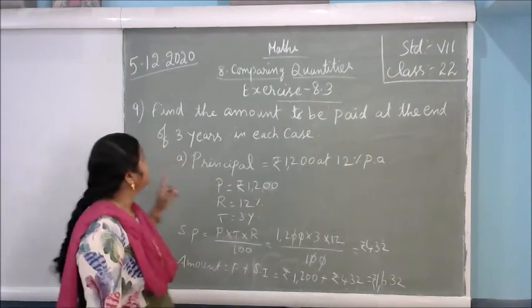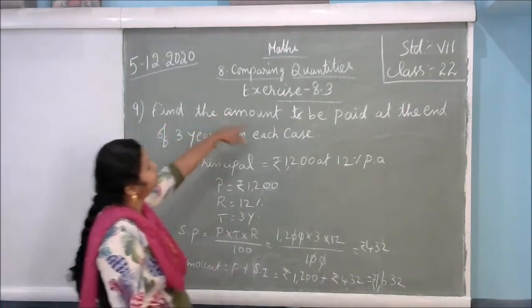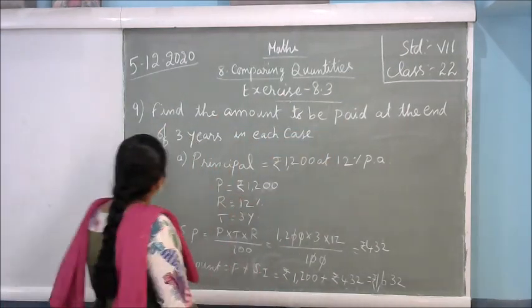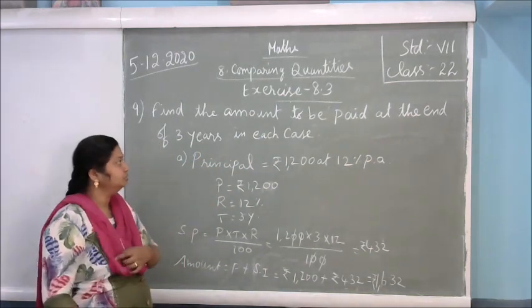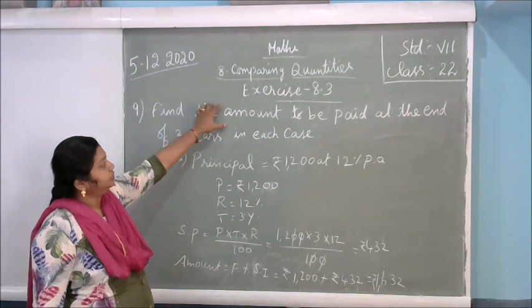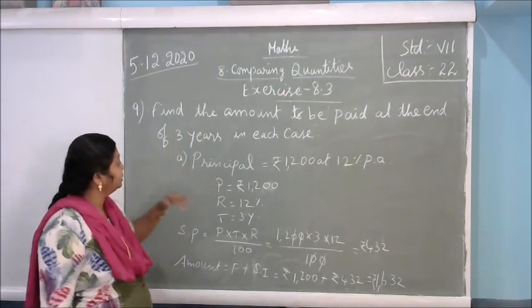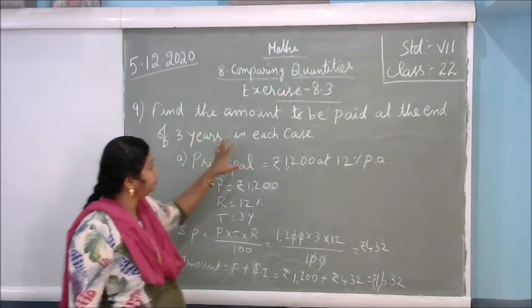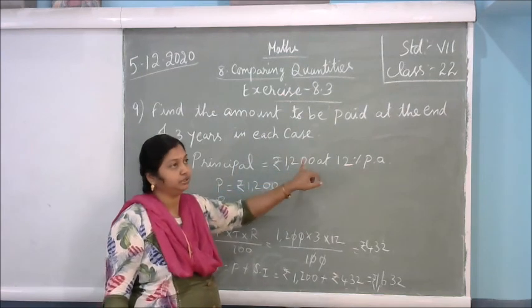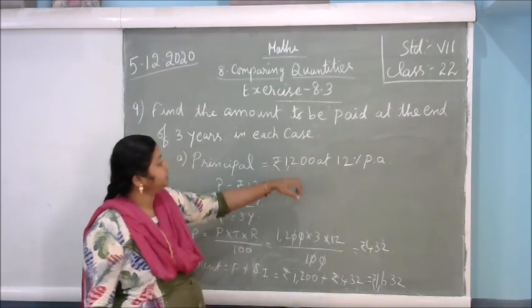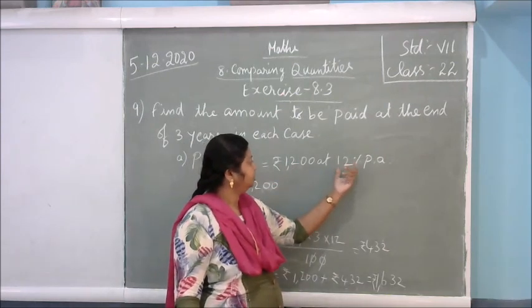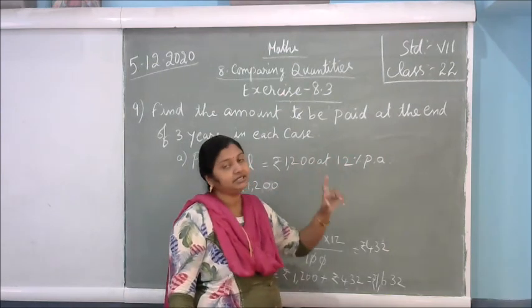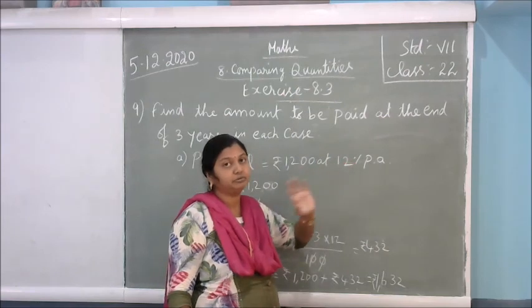The ninth sum is, find the amount to be paid at the end of 3 years in each case. You have to find out the amount. He borrowed some money from the bank. What is that money? The principal he borrowed from the bank is 1,200. For the 1,200, how much interest is the bank charging? 12%, not rupees, 12% is the interest for that.